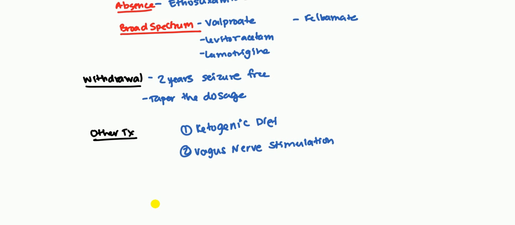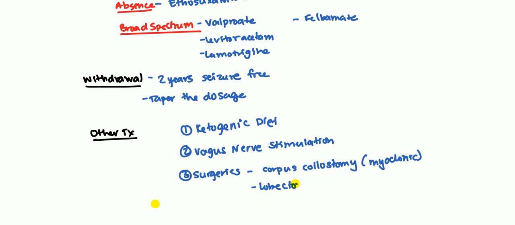And finally, if nothing else works, there are some surgeries that can be done. The first one is corpus callosotomy, where you cut the corpus callosum, and the two halves of the brain can't speak with each other, and so that's generally used for myoclonic seizures. You can also do a lobectomy, where you take out a particular lobe, and you can do a hemispherectomy, where you take out half the brain. As you can tell, these are very, very serious surgeries with a lot of complications, so unless it's really, really bad, you don't want to do these, and obviously a neurosurgeon would take up the case anyway. And finally, if there is a tumor, you can do surgery to remove a focal tumor.